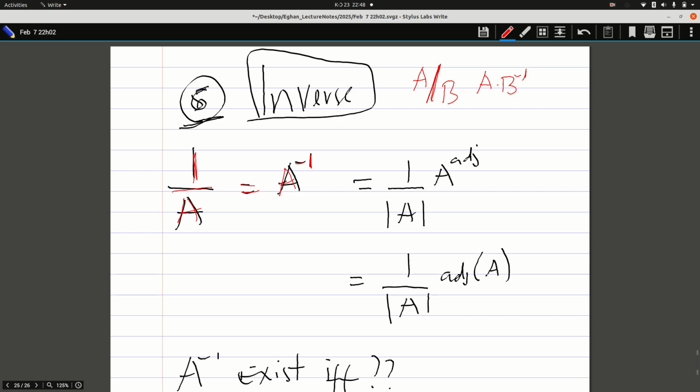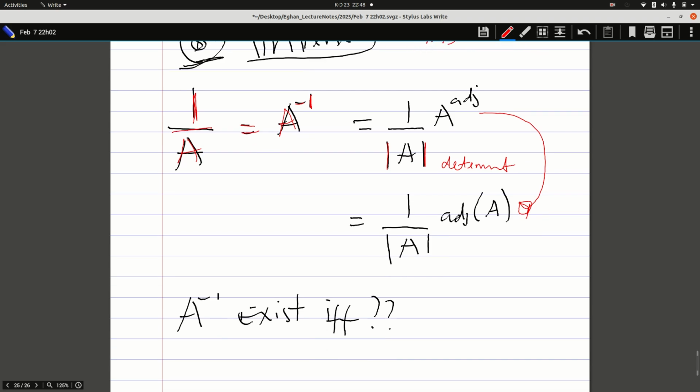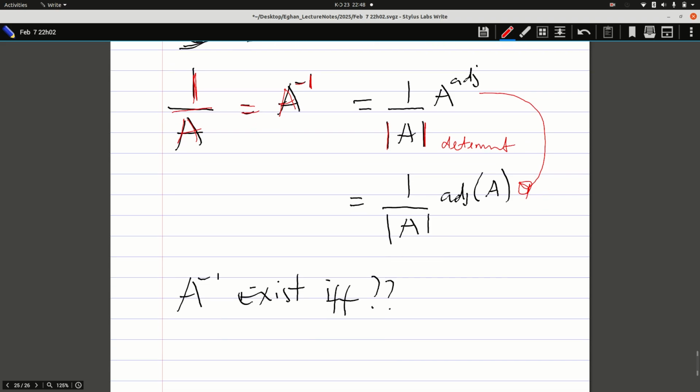Inverse is given by, we know this guy now, that is the determinant, and then times the adjoint. In other textbooks, the adjoint is written as this, adjoint of A. Now, you would want to know when you can find A inverse before you go through the wahalas of finding A inverse.